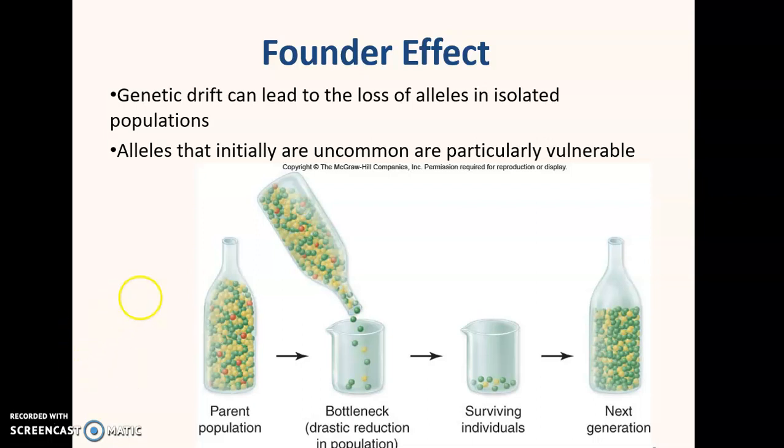So you can see that here we've got the parent population. This red bead represents a very rare allele. If a bottleneck occurs and only a few individuals make it through that bottleneck, it's very likely that that rare allele will not be present in the surviving individuals.